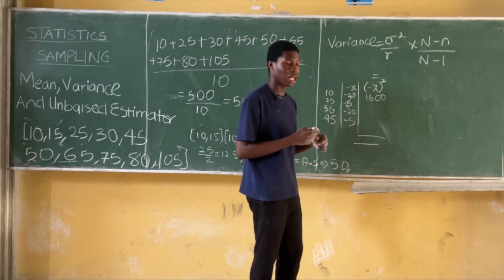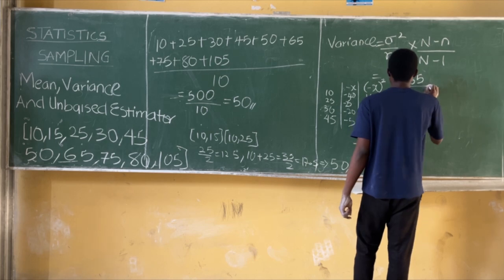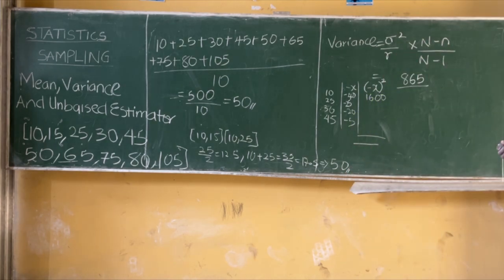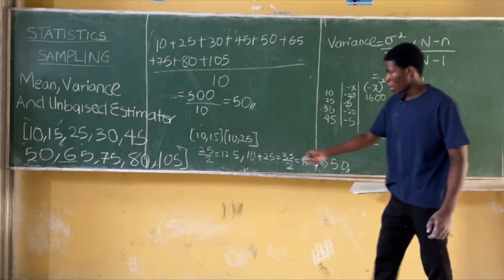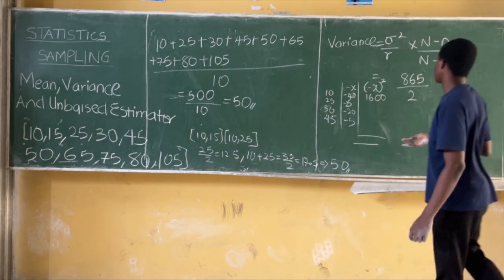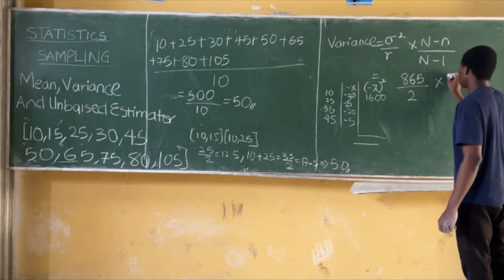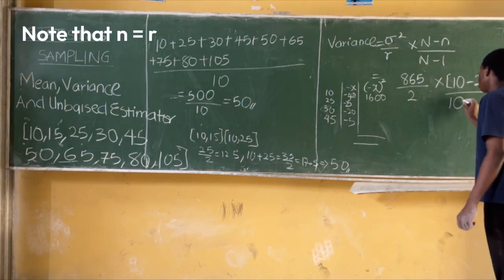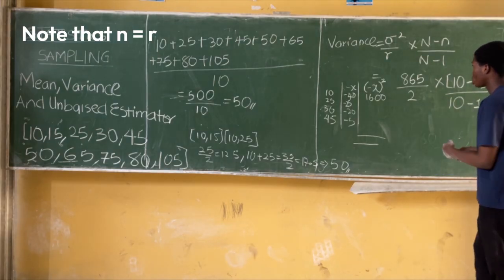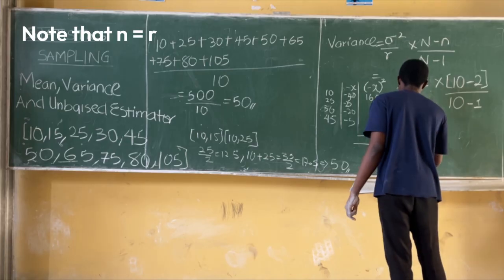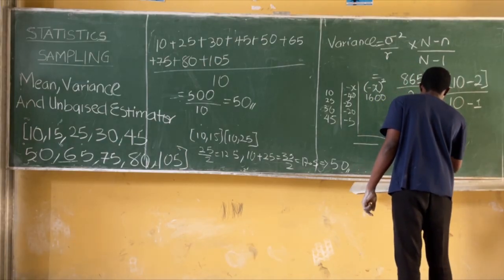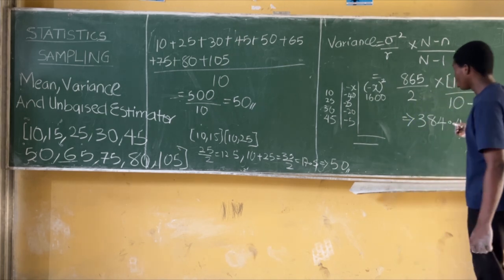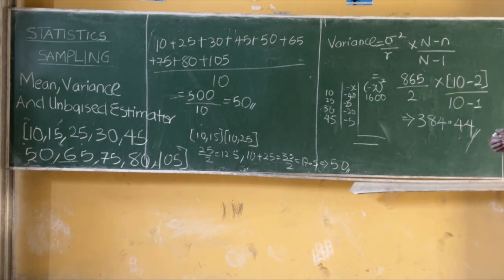We have already solved for that, and our population variance is what? We are now going to be dividing by R. Our R value is 2, which is the sample size we have been using. So we have two numbers, 10 and 25. So our N is what? And the small n, all divided by 10 minus 1. If you work this out, it's going to give us 384.44. So this is the variance of the whole sample without replacement.